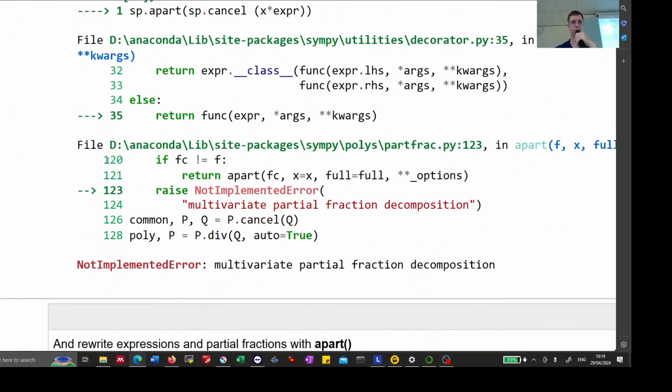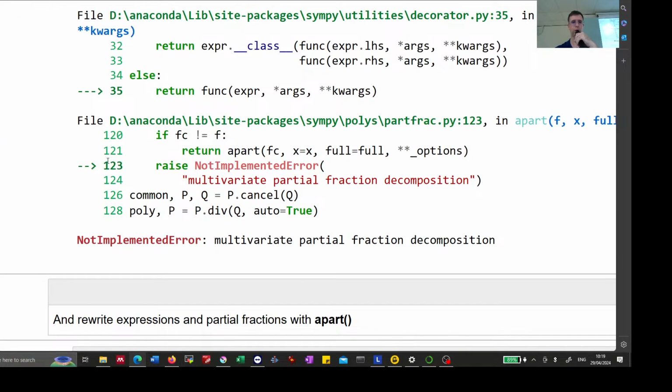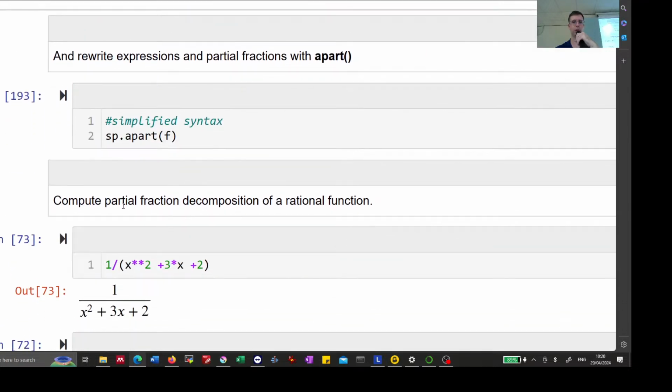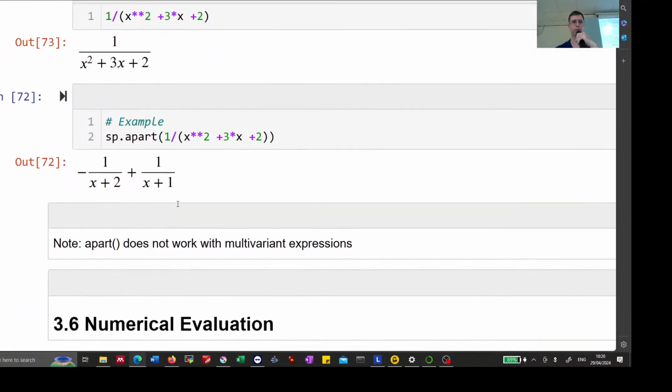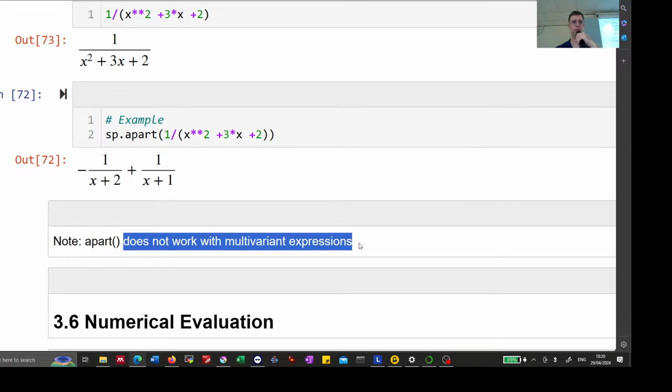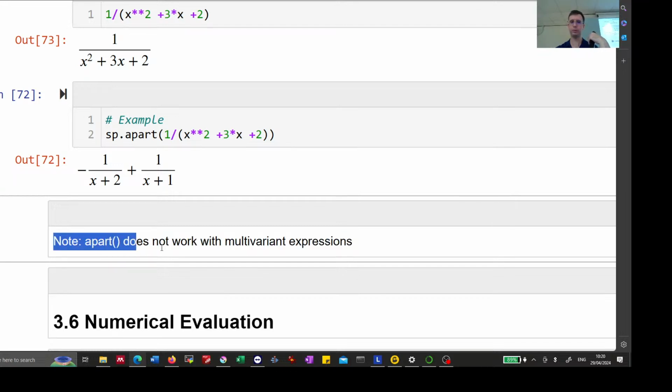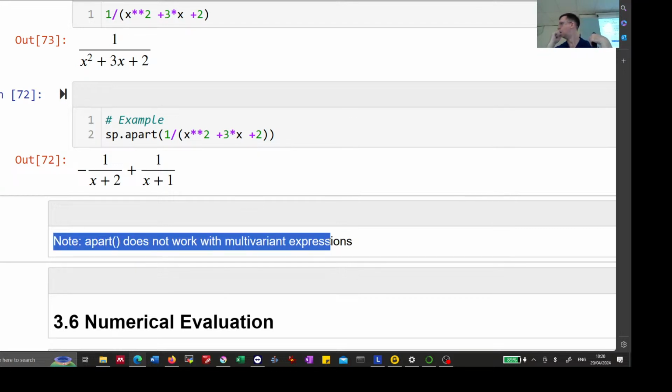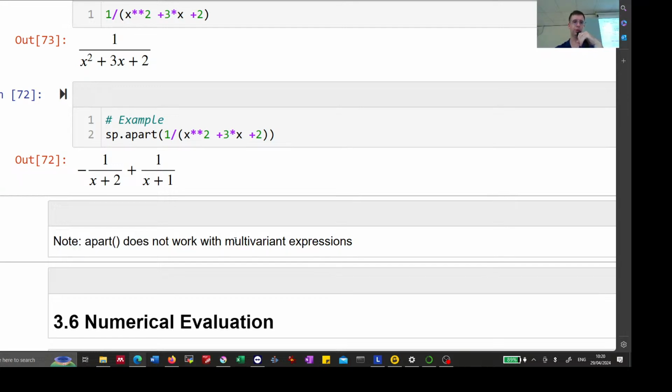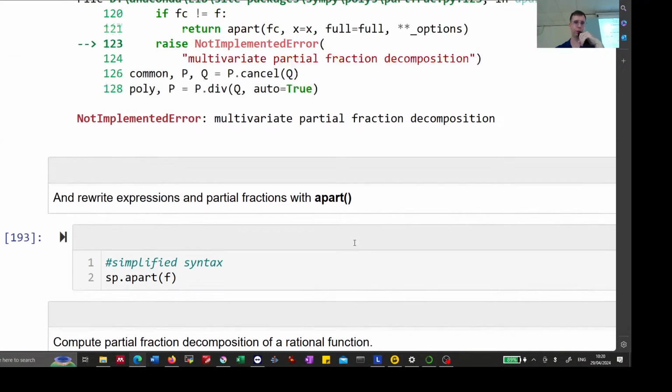Yes, still doesn't do it. Not implemented: multivariant partial fraction decomposition. Yes. Keep note, it doesn't work with multivariant expression. Right, so here, keep an eye out. This is important. It doesn't work with multivariant expression, which I forgot.